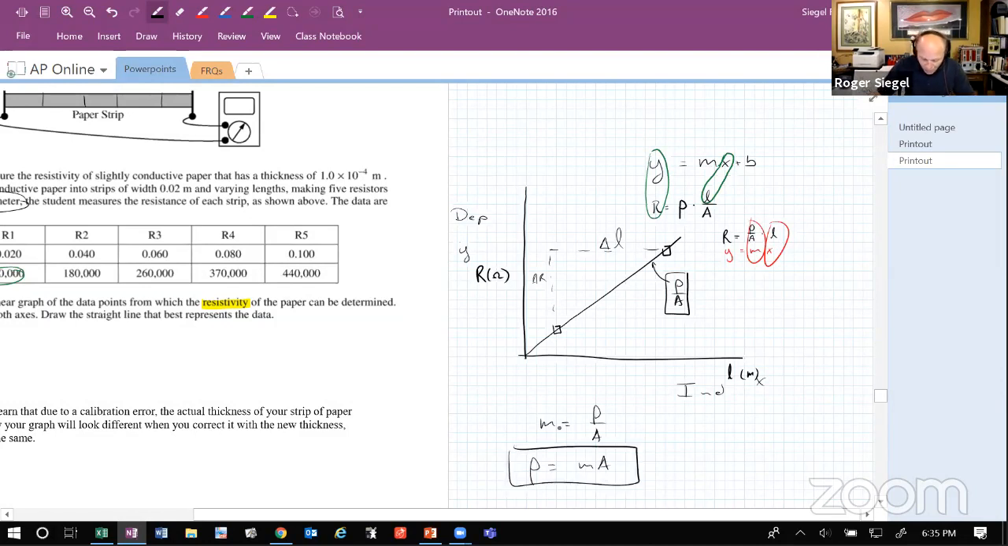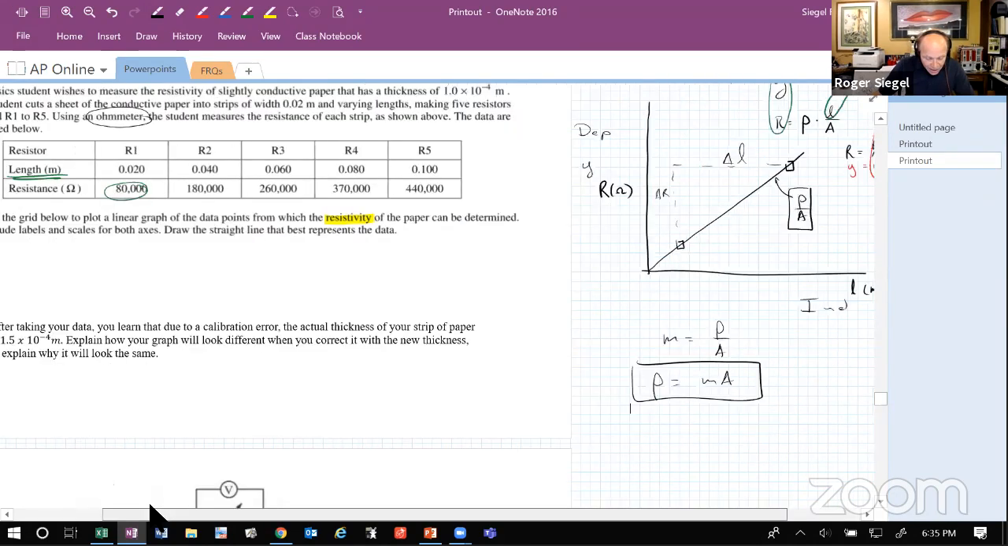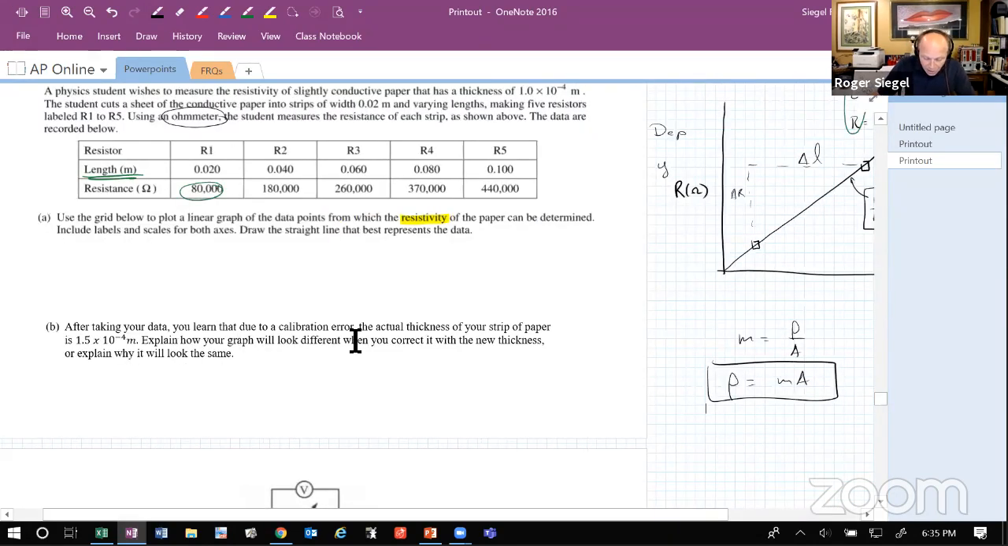Now, let's move on down to the next question. It says, after taking your data, you learn that due to a calibration error, the actual thickness of your strip of paper is 1.5 times 10 to the minus 4. You thought it was 1.0 times 10 to the minus 4, but it's actually 1.5 times 10 to the minus 4. If you've done enough physics labs, I'm sure that's happened to you. Usually it's a factor of 10 that we drop or lose, so it's not unusual. Explain how your graph would look different when you correct it with a new thickness, or explain why it looks the same.